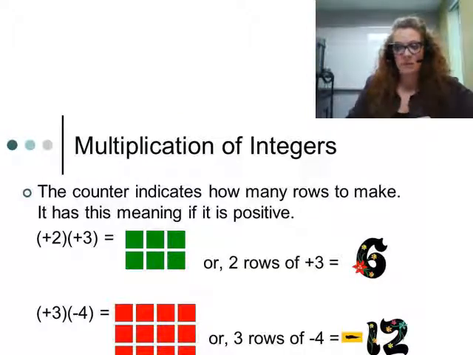All right, here are your algebra tiles. This is just a different way to represent. You can draw a picture of this. So the counter indicates how many rows to make. It has this meaning if it is positive. So when you multiply positive 2 times positive 3, you're doing 2 rows of positive 3. So you end up with 6 tiles altogether, right? In the red example, it's saying 3 rows of negative 4. So they've turned them red. And if you do any work with algebra tiles, it'll be 2 different colors, one meaning positive, one meaning negative. So we could count all these and figure out that there's 12 of them, and because they're red, we're going to call them negative.